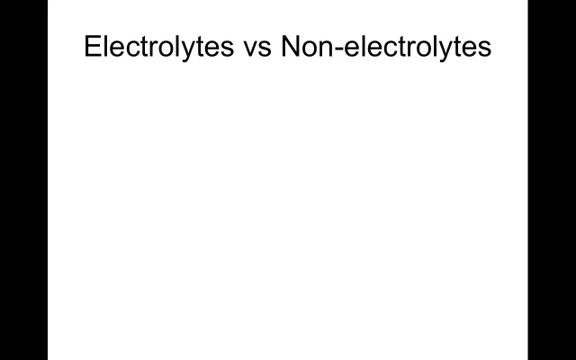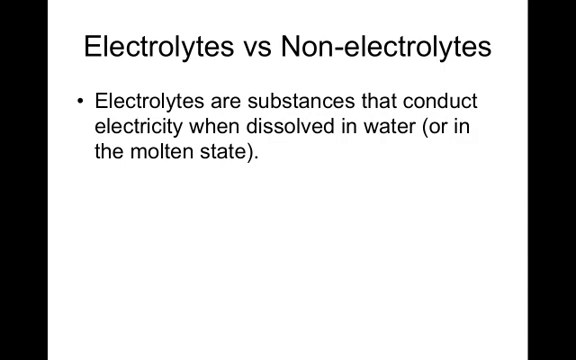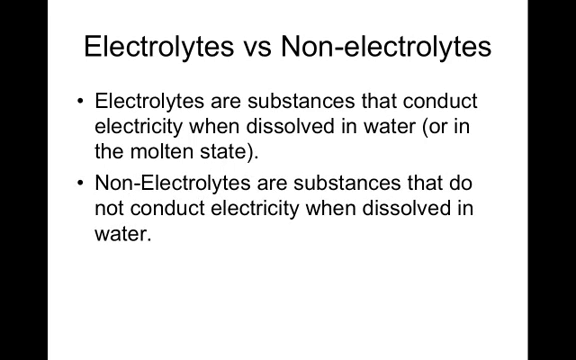Let's talk about electrolytes and non-electrolytes. These are really quite simple, and we'll look at some of these in class. Electrolytes are substances that conduct electricity when dissolved in water, and you can put in parentheses, or also in the molten state. We typically don't get that hot, but it would also do so then. And non-electrolytes are substances that do not conduct electricity when dissolved in water.